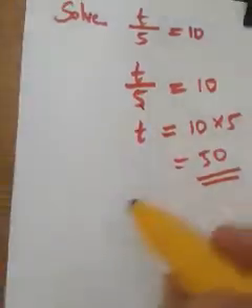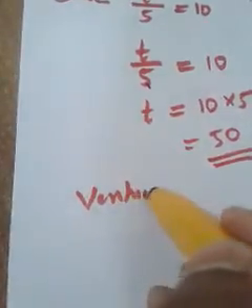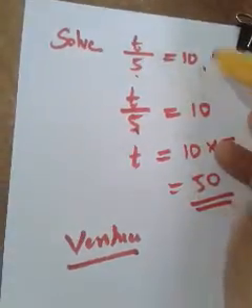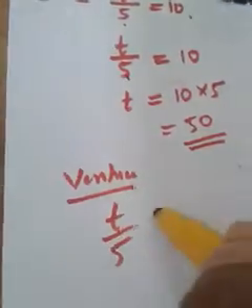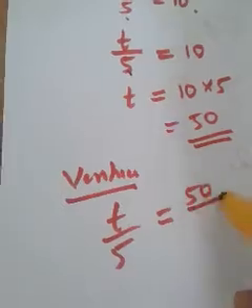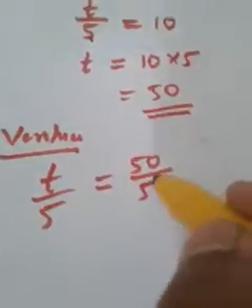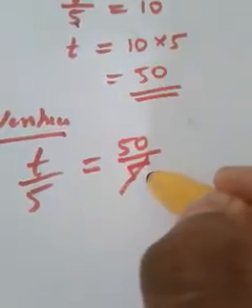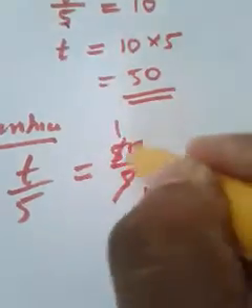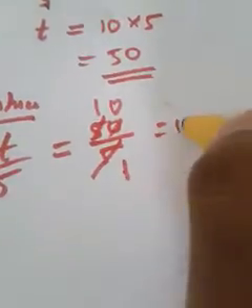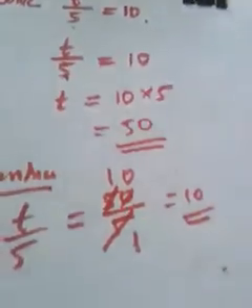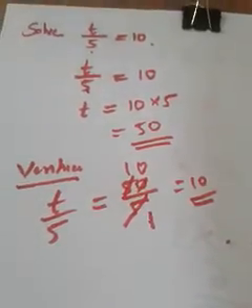And let us verify also. And how can we verify this? When we calculate t by 5, we have to get 10. So what is t by 5? We got t as what? 50. 50 by 5 is nothing but, when you cancel 50 and 5, 5 is a common factor. In 5, how many 5? 1. In 50, how many 5? 10. Answer is 10 by 1, which is nothing but 10. We got the result, no? 10. Okay.